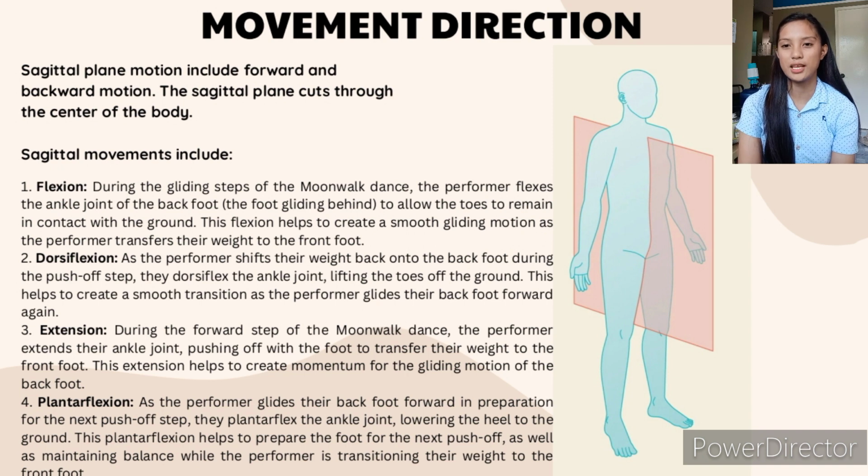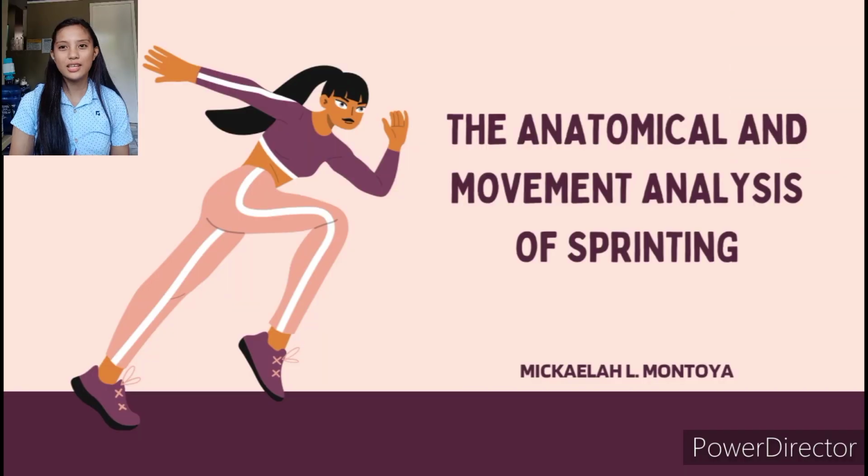Then lastly is the plantar flexion. As the performer glides their back foot forward in preparation for the next push-off step, they plantar flex the ankle joint, lowering the heel to the ground. This plantar flexion helps to prepare the foot for the next push-off, as well as maintaining balance while the performer is transitioning their weight to the front foot. Overall, the combination of the sagittal plane movements allows the moonwalk dancer to create an illusion of gliding backwards while still moving forward.